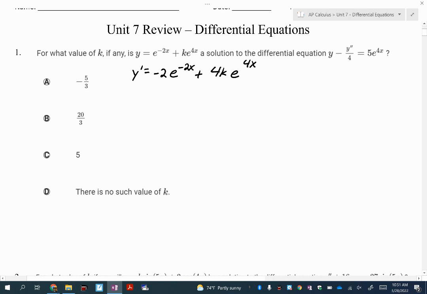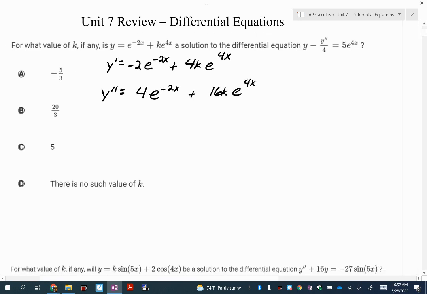Now, when I look at my differential equation, I don't actually have y prime in there, but I do have y double prime. So I'm going to do it again. Copy e to the negative 2x. Negative 2 times negative 2 is a positive 4. And then I have plus e to the 4x. Derivative of that again is 4 times 4k, which is 16k.